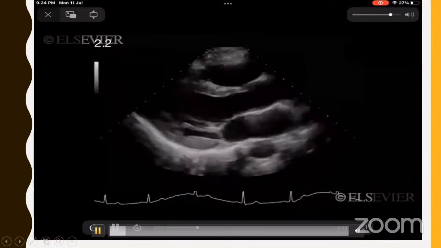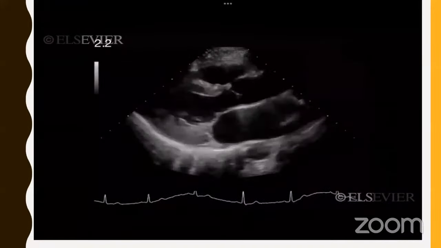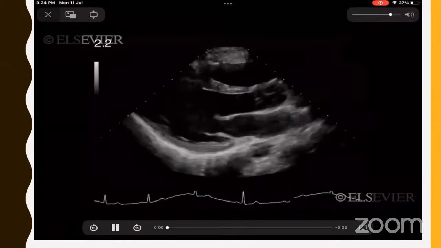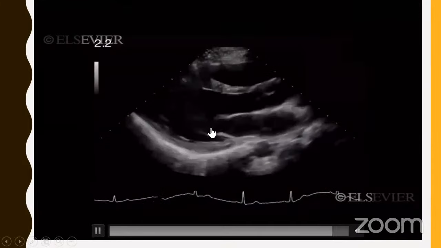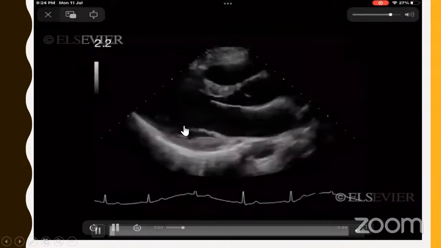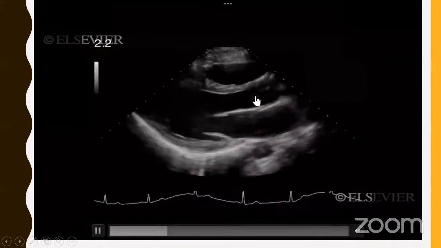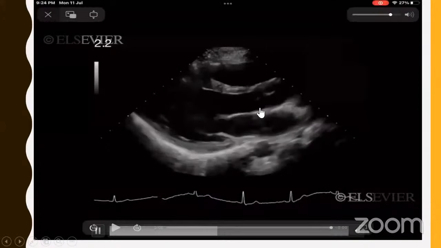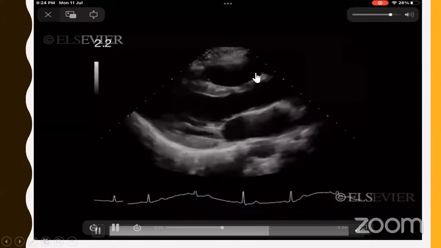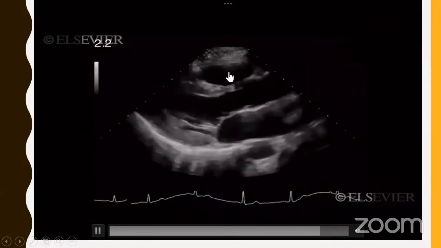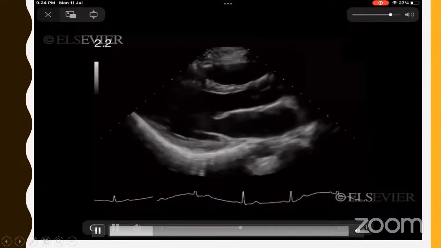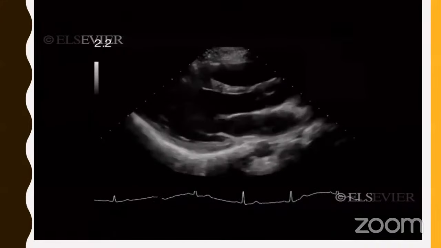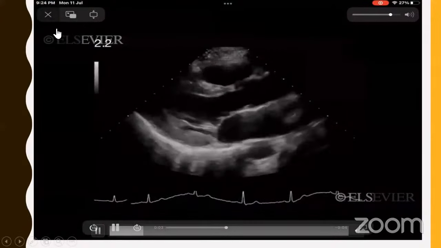This is the first video, and this is showing this PLAX view. In this, we have LA at the upper end. This is LA. Then we have this mitral valve. Then we have this LV. The structure showing here is aortic valve, and this is aorta. Then we have this right ventricle behind this. We have this interventricular septum here, posterior wall here. Now we'll move to the next video.